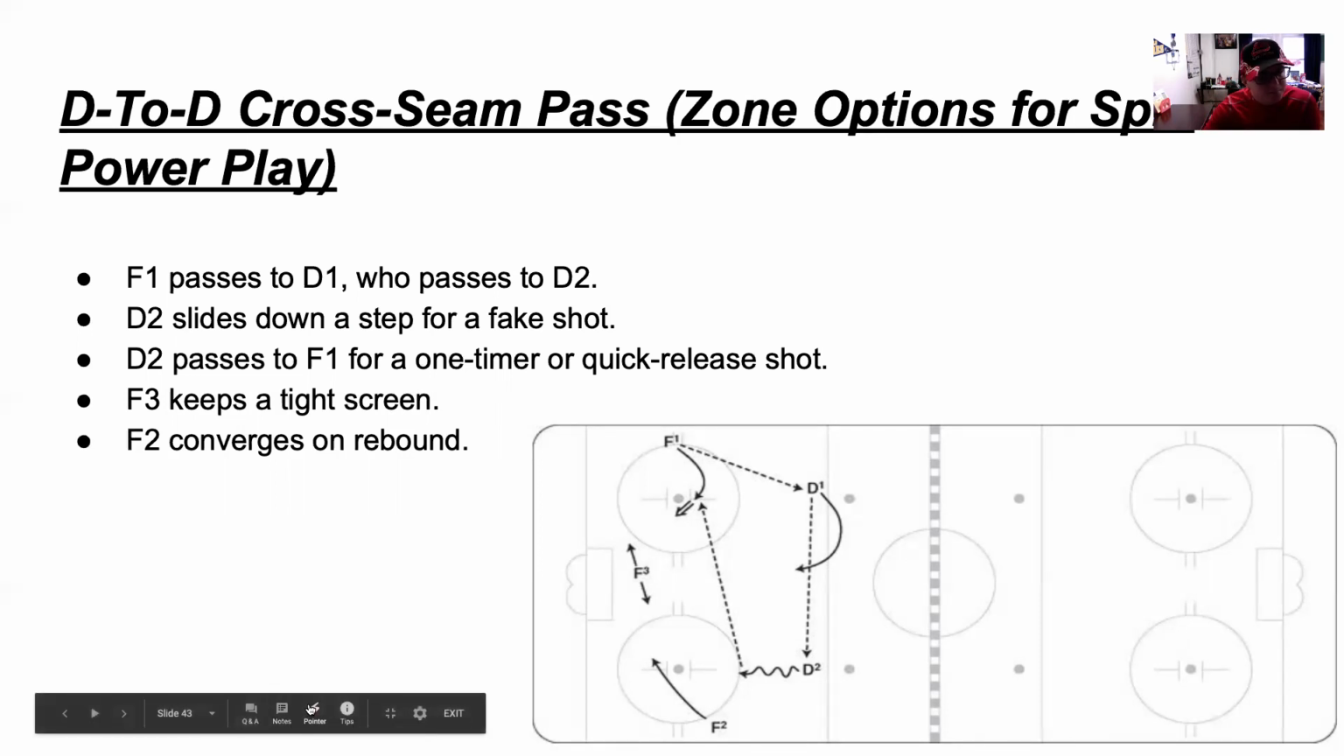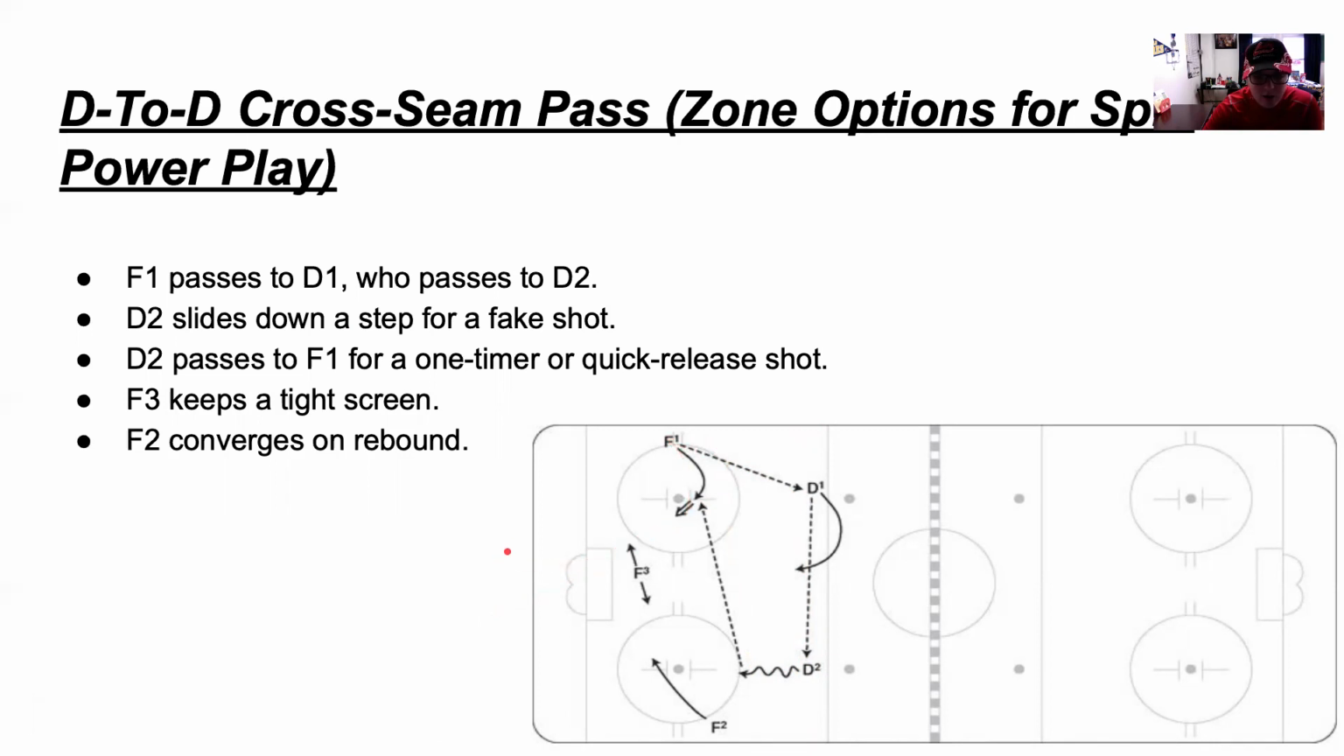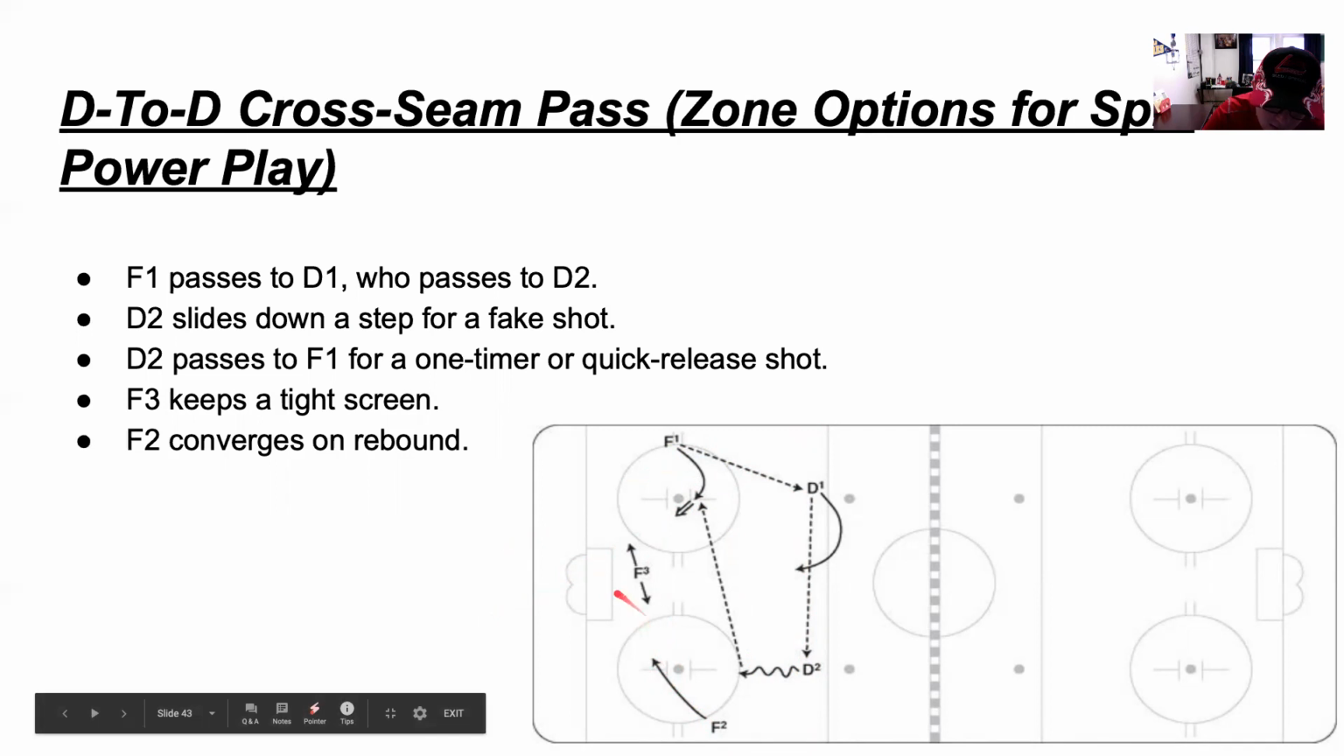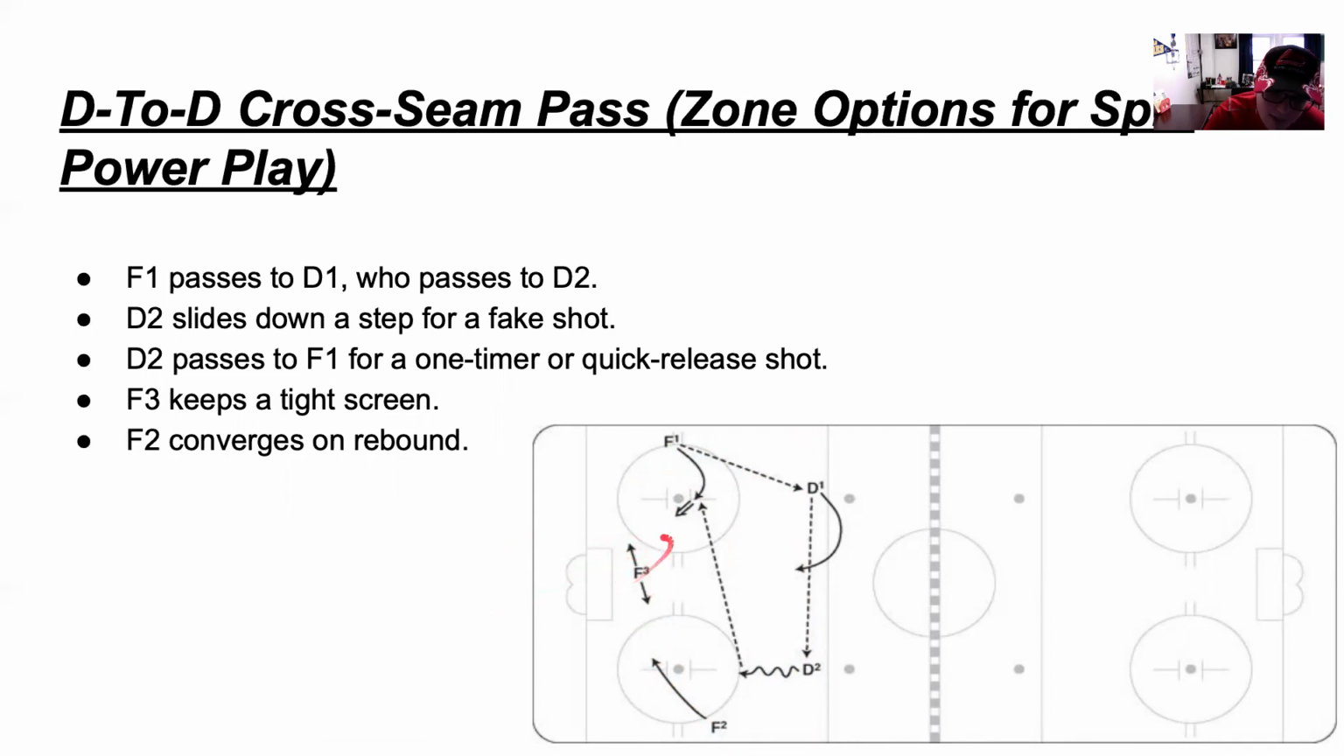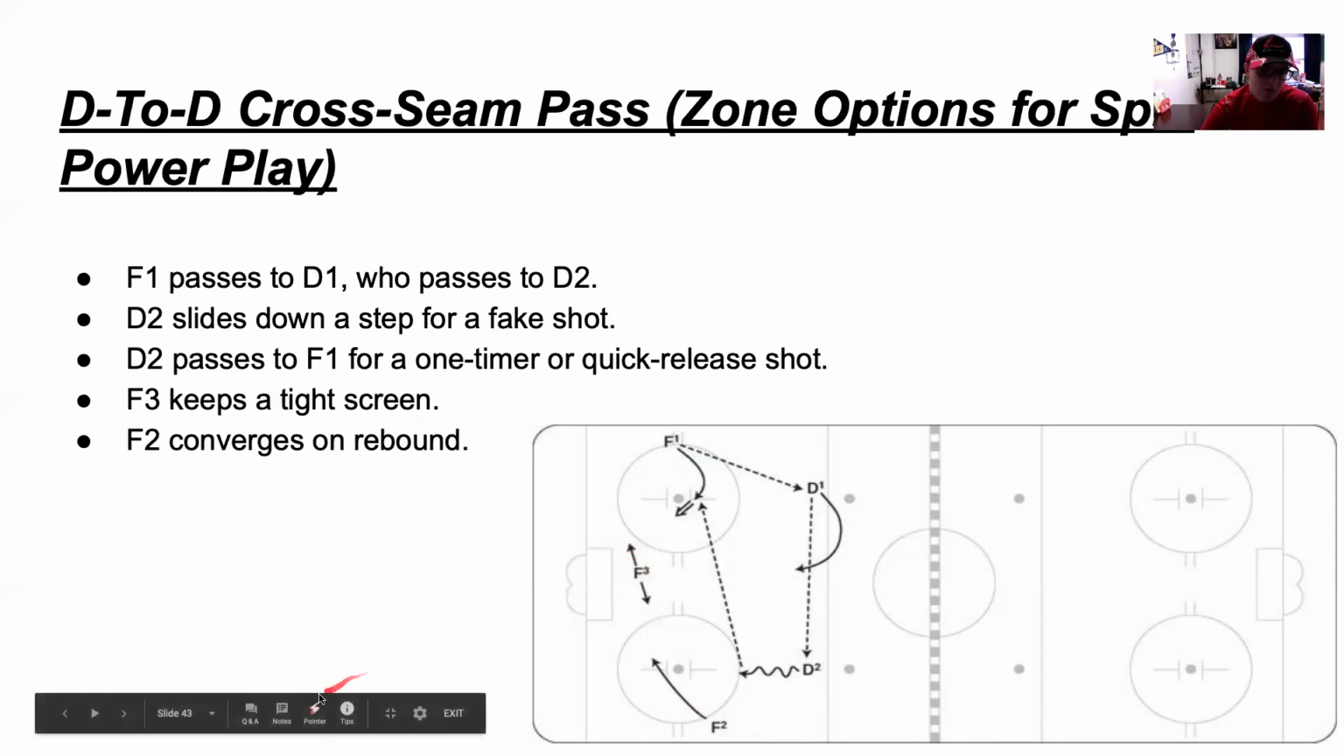So in this play, F1 passes to D1, who passes back to D2. D2 is going to skate down a little bit with the puck and make that pass to F1, who's going to look for that one-timer. Because F1 has that one-timer, F2 is just going to be coming down for that rebound. F3 will be in front of the net, and once that puck's to the net, F3 can jam as well.